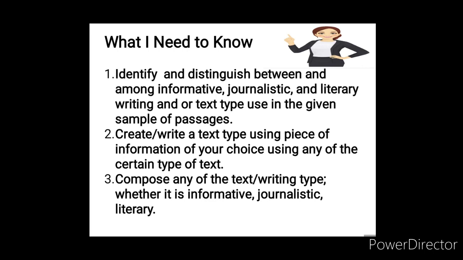Okay, what I need to know. What are the 3 things that you need to know upon completing this module? First, you will identify and distinguish between and among informative, journalistic, and literary writing, or what we call the 3 text types used in the given sample of passages. Second, you will create a text type using piece of information of your choice using any of the certain type of text. And lastly, compose any of the text or writing type, whether it is informative, journalistic, and literary.